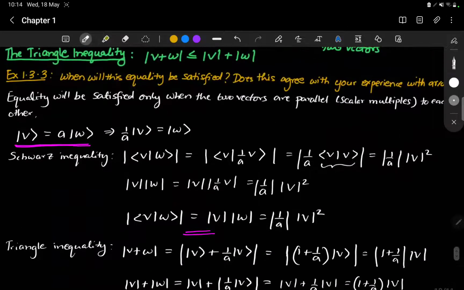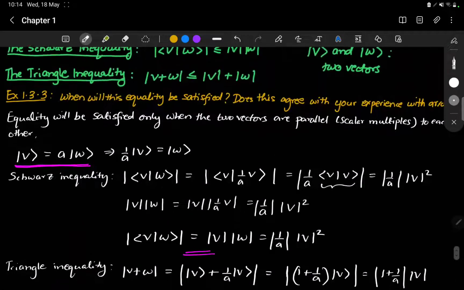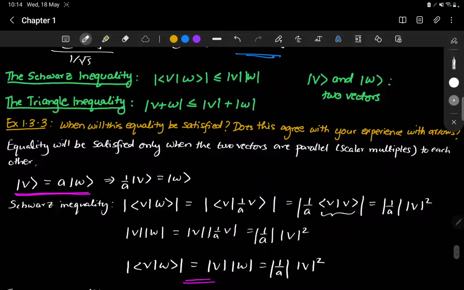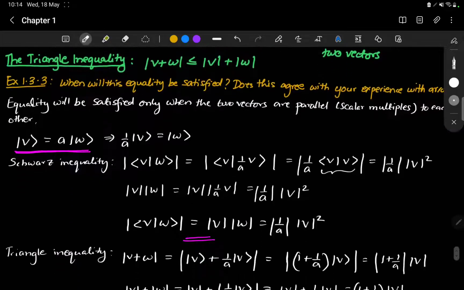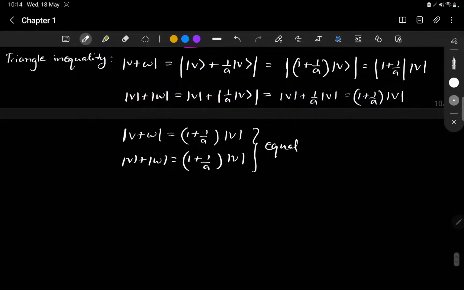So we have seen that this equality will be satisfied only when the two vectors are parallel or scalar multiples of each other. So let us look at the second part of this question. It says, does this agree with your experience with arrows? Now in schools we have learned that vectors are quantities denoted by arrows having magnitude and direction.